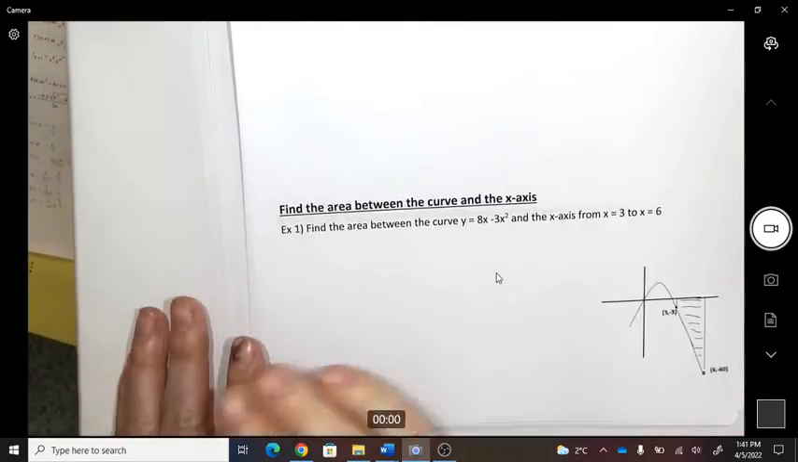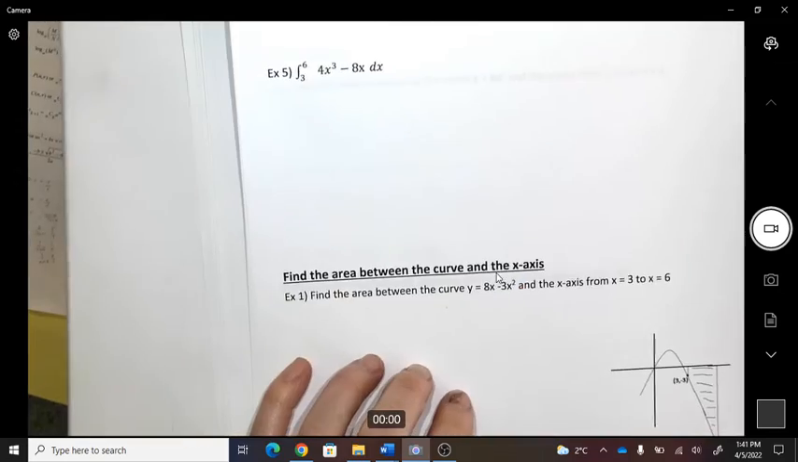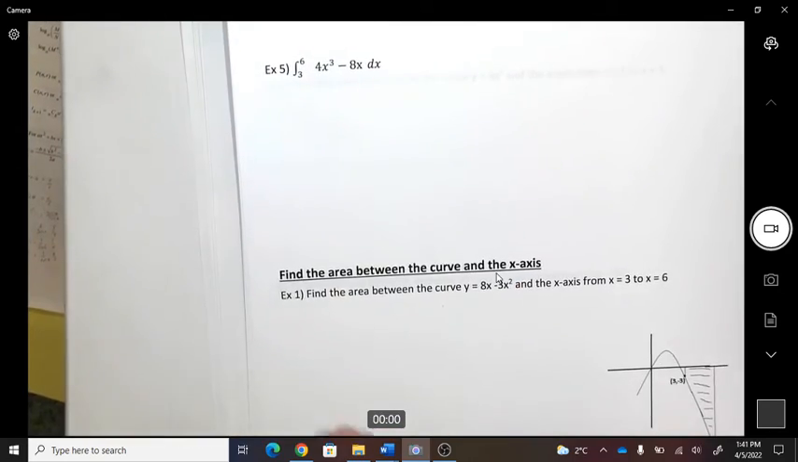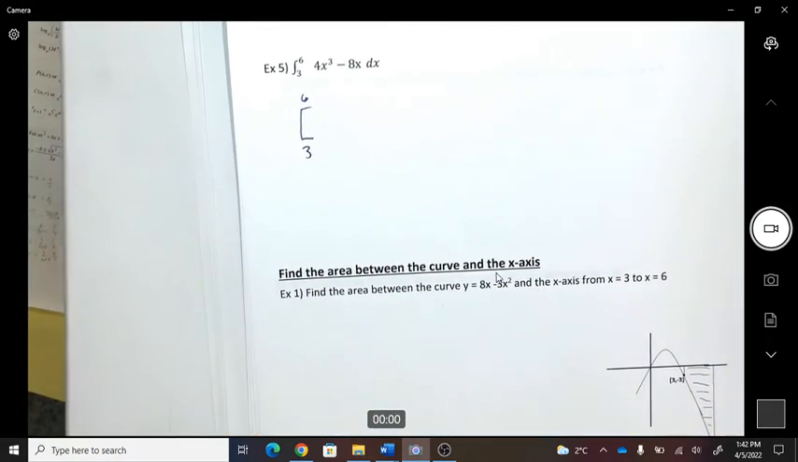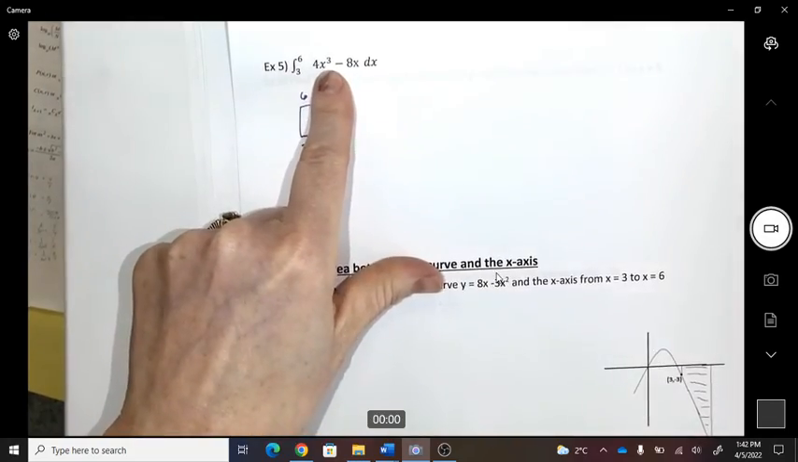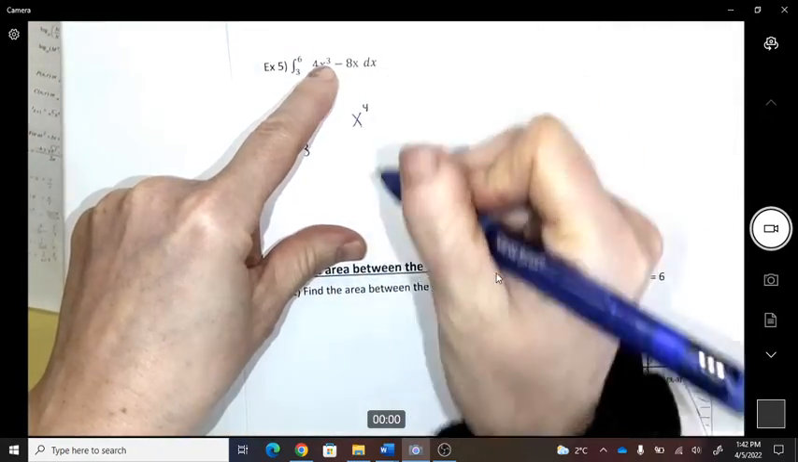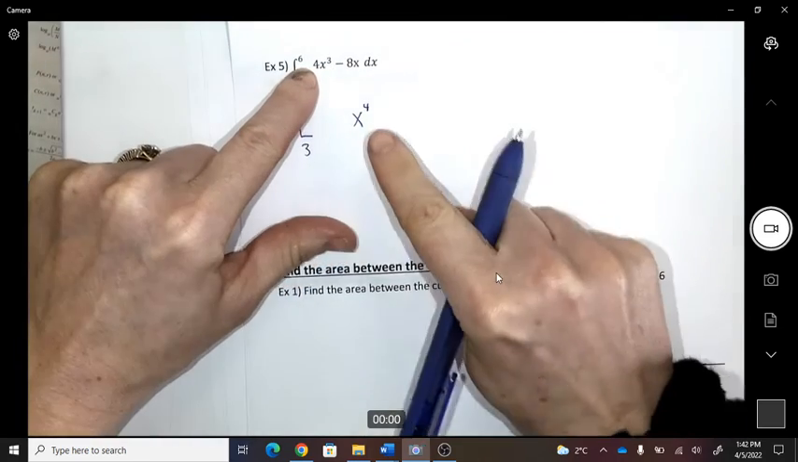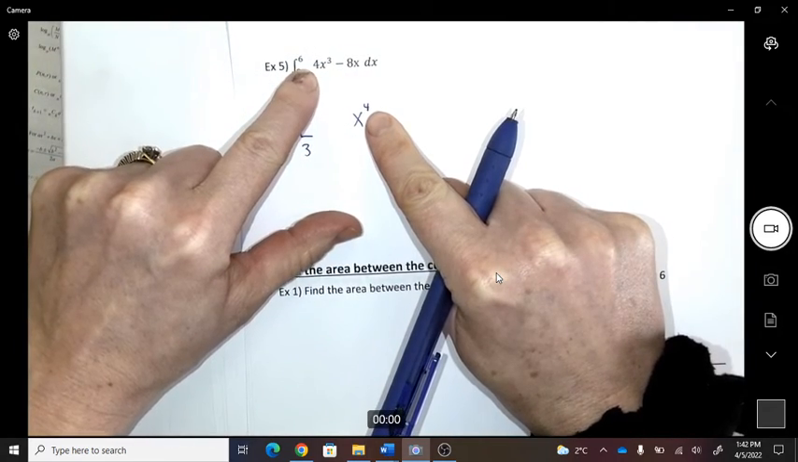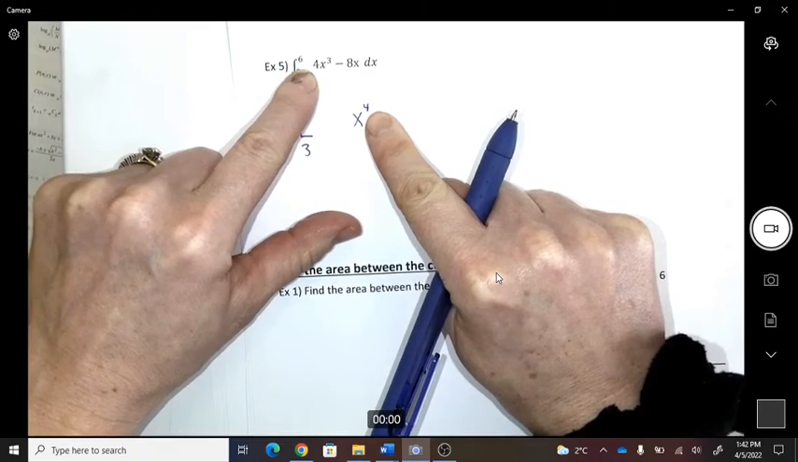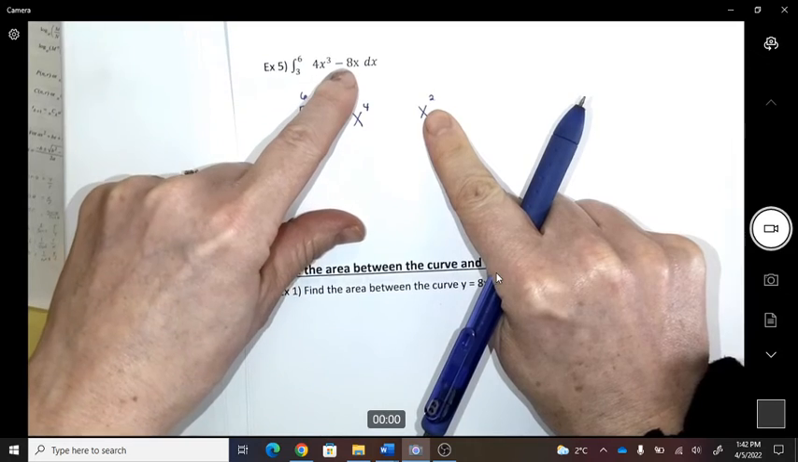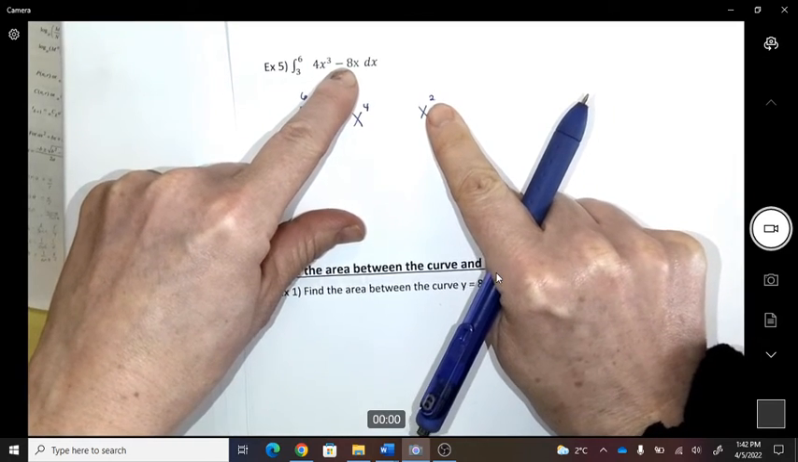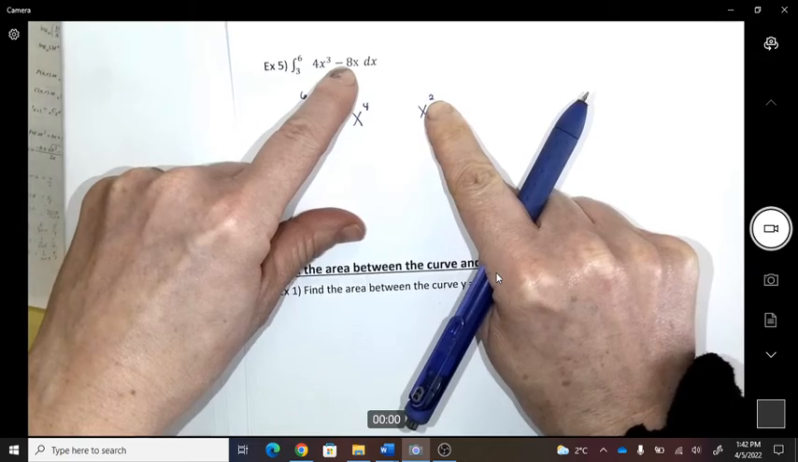Let's do number 5. We can do that one. On your homework, maybe I'll pick out some for you. We're going to integrate. So let's antiderive this thing. This one, go up. So the original was an x^4. Take that divided by that, which makes 1. This original would have been a squared. Take that divided by the exponent, so -8 divided by 2.